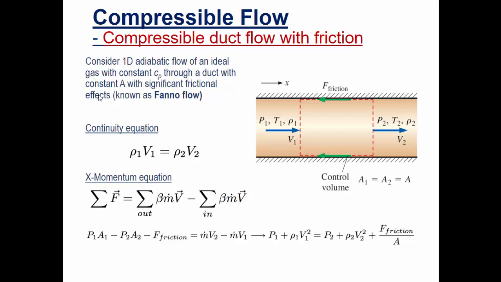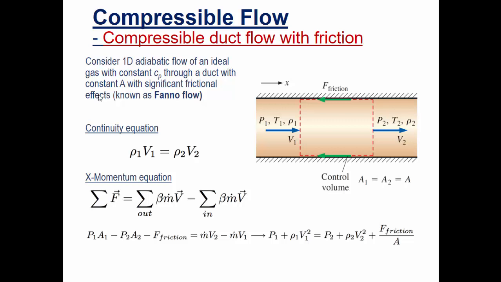Next, we will look into the x direction momentum equation, where we have the mass flow rate and also the velocity. Notice that we have the beta term in our equation, which represents the momentum flux correction factor. For simplicity of the analysis, we will assume that beta is equal to 1.